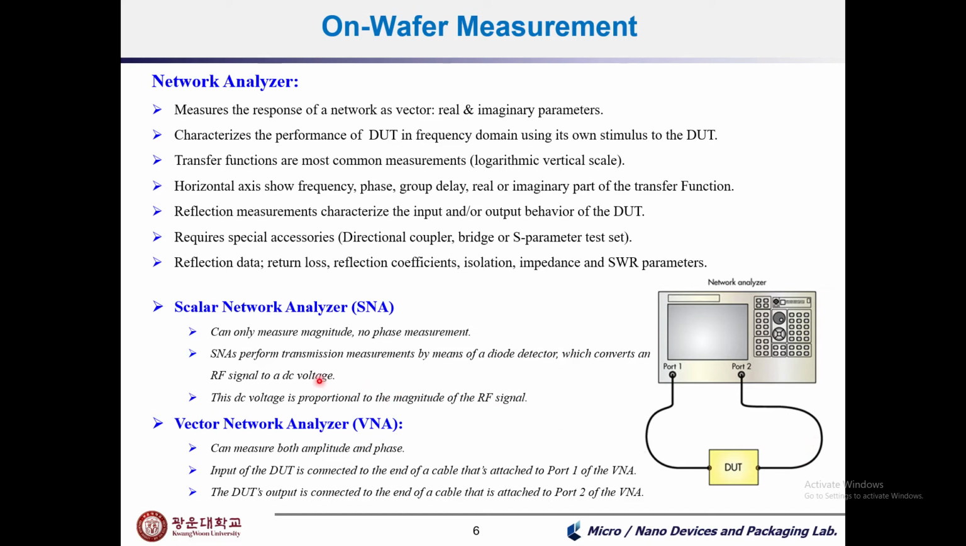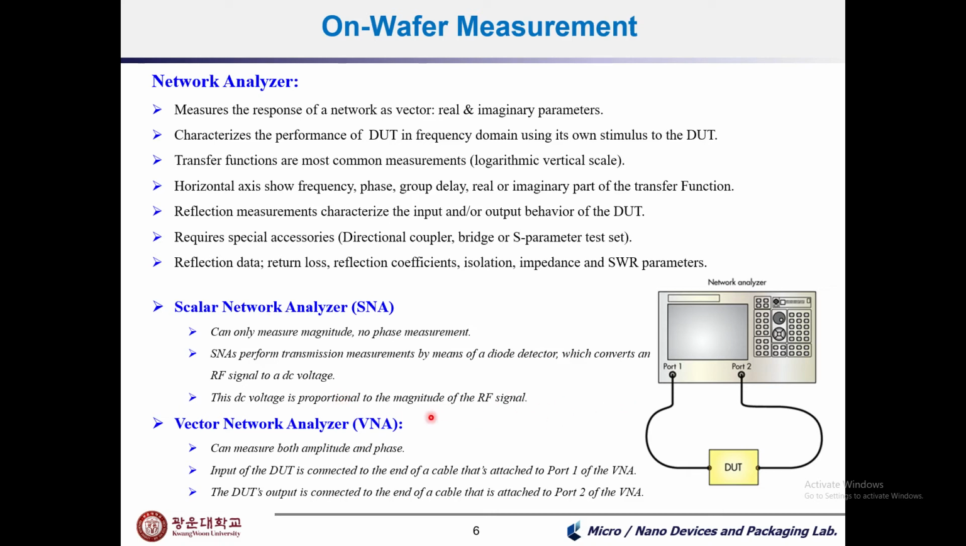And in the case of the scalar network analyzer, it can only measure the magnitude, so we cannot obtain the phase parameters in this case. These scalar network analyzers perform the transmission measurements by means of a diode detector. So there is one diode detector which converts the RF signal into a DC voltage. So the DC voltage is the measured signal here, which is proportional to the magnitude of the RF signal. In this way we can measure the magnitude of the RF signal based on the DC voltage signal.